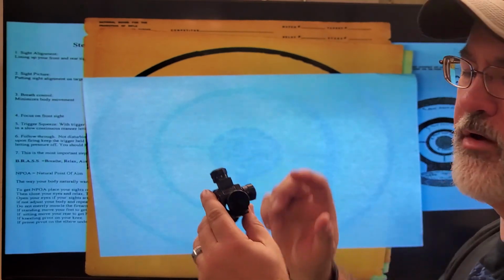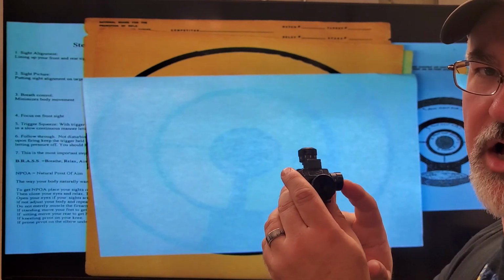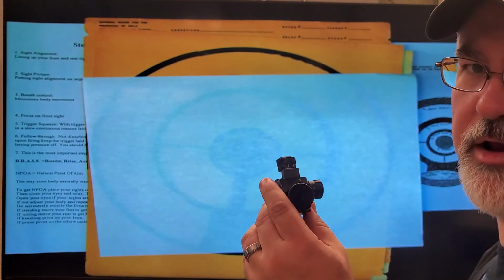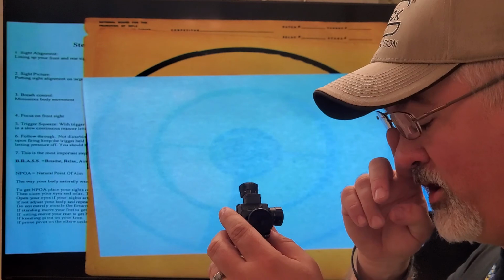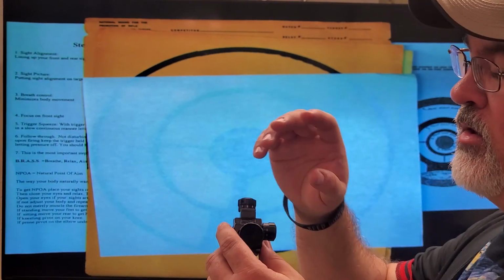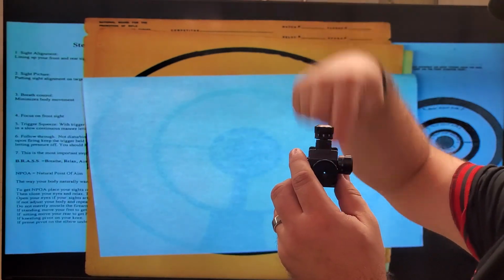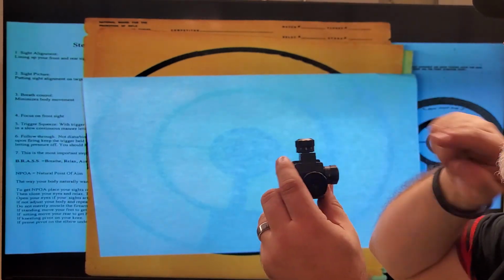The value of those clicks is this. 4 clicks on these knobs move you 1 scoring ring on the target. Okay, remember that. 4 clicks on these knobs, 1 scoring ring on the target. The direction: the top knob controls your up and down. The right knob controls your right and left.